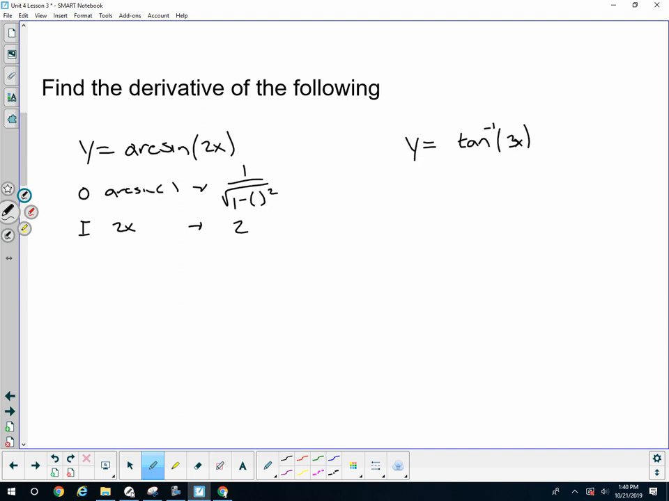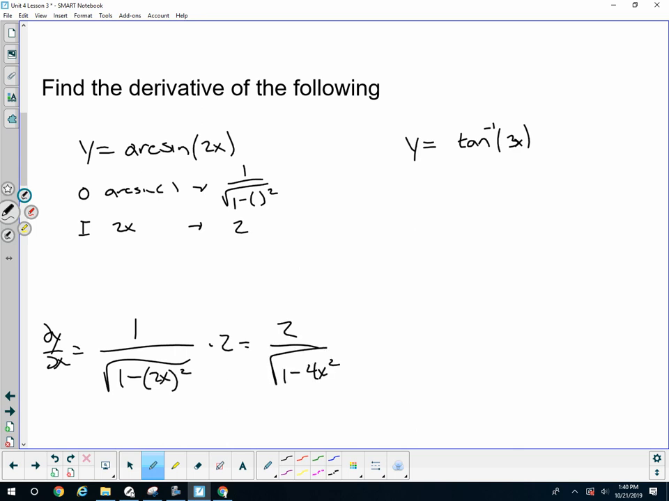The derivative of the inside is 2. This derivative, y prime, dy dx, would be 1 over root 1 minus 2x squared, times 2. Or 2 over root 1 minus 4x squared. Do not square root the 1, do not square root the 4x squared. There's a subtraction symbol in between them. You can't simplify that.